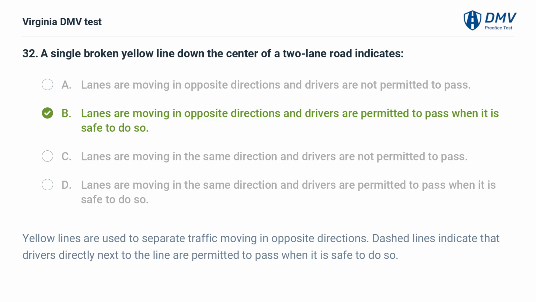Yellow lines are used to separate traffic moving in opposite directions. Dashed lines indicate that drivers directly next to the line are permitted to pass when it is safe to do so.